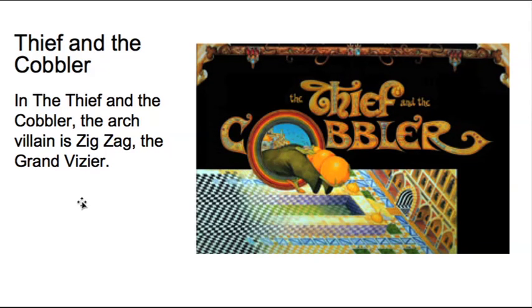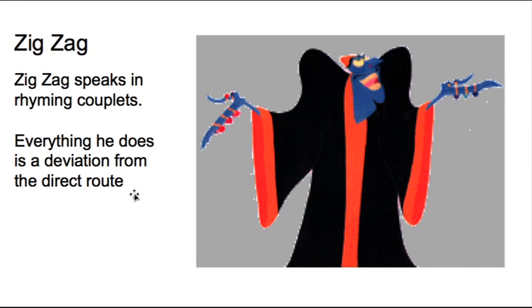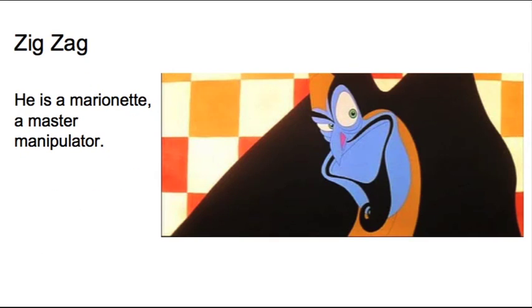I animated on The Thief and the Cobbler, my father's film, which I worked on in the early 90s, and I animated the walk on Zig Zag, the Grand Vizier, when Zig Zag marches into the city at the end of the film. Zig Zag speaks in rhyming couplets, and everything he does is a kind of deviation from the simple, straightforward, direct route, and that's because he is a master manipulator, and as his name suggests, everything he does is a zigzag. He doesn't do anything in a straight line. So the trick with Zig Zag was to make his walk kind of like a zigzag as well.